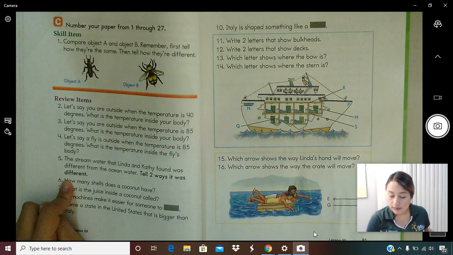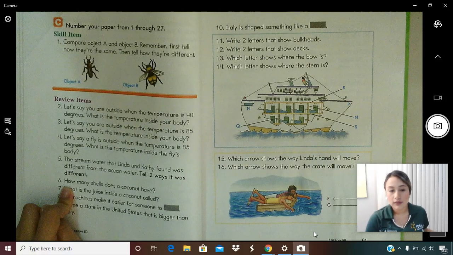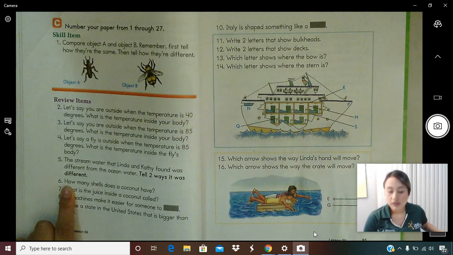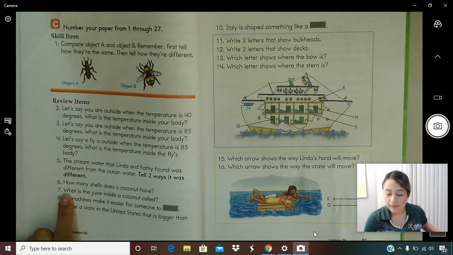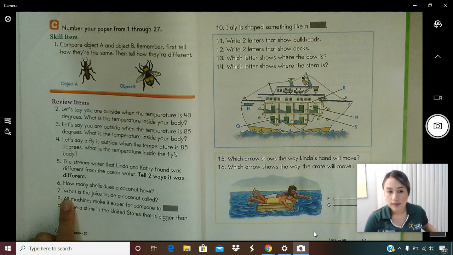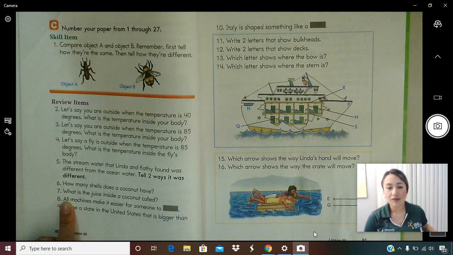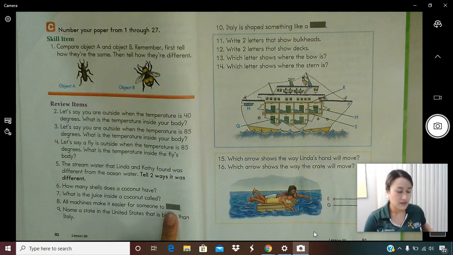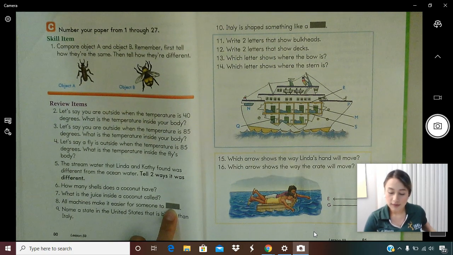Number 6. How many shells does a coconut have? The answer for number 6 is 2. Coconuts have 2 shells. Number 7. What is the juice inside a coconut called? The answer is coconut milk. Number 8. All machines make it easier for someone to? The answer is do work.